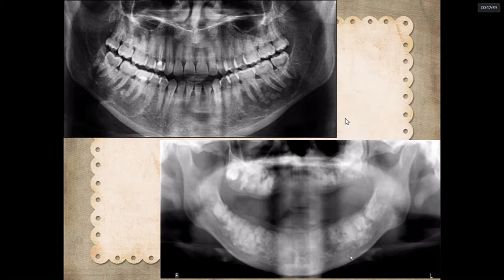But in the second OPG, you can see there is extensive involvement of all the jaws, right? All four quadrants, maxilla as well as mandible. And you can see the lesion has already matured and there is presence of radio-opacity in all regions of the jaws. This is the extensive form involving all four quadrants.